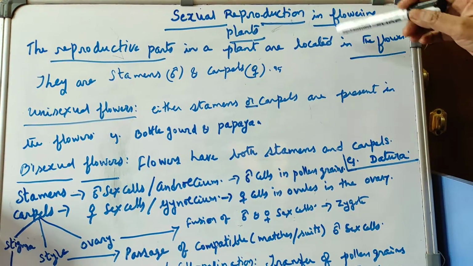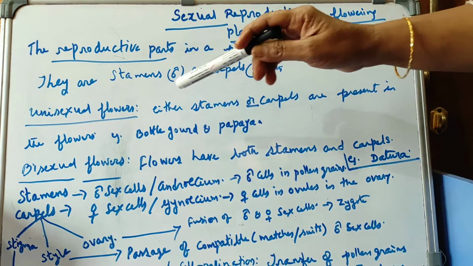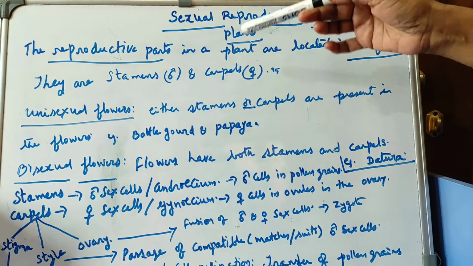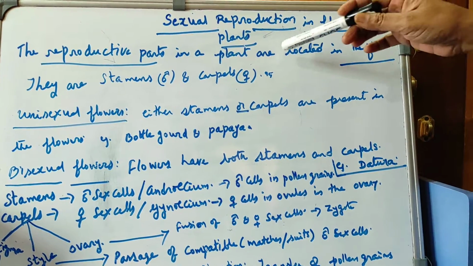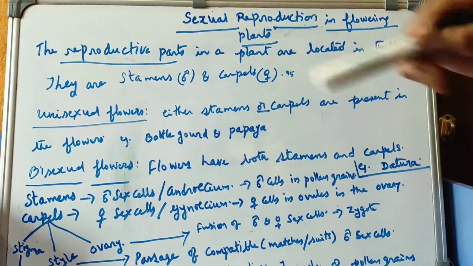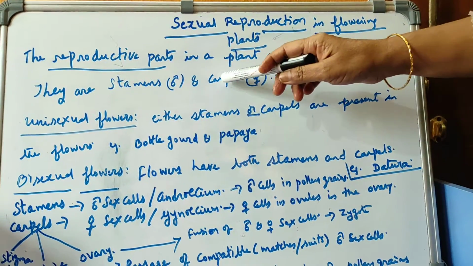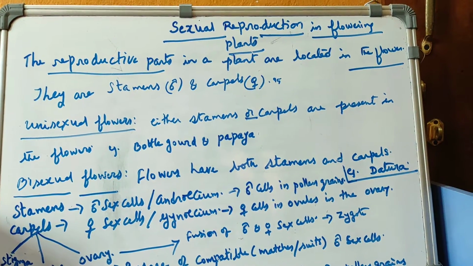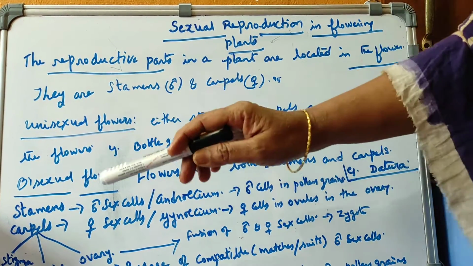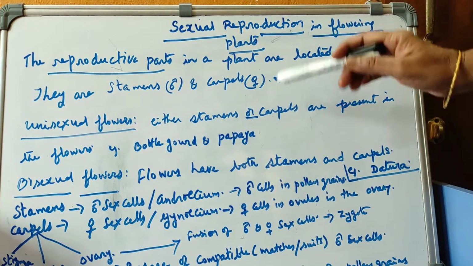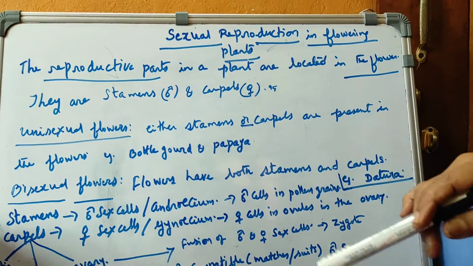Okay, so the reproductive parts we can see in the flower of the plant, and they are stamens and carpels. In your previous class, you have heard this. Here the stamens are the male reproductive parts and carpels are the female reproductive parts. Now unisexual flowers, bisexual flowers, all these things have come in your previous class, 9th class.